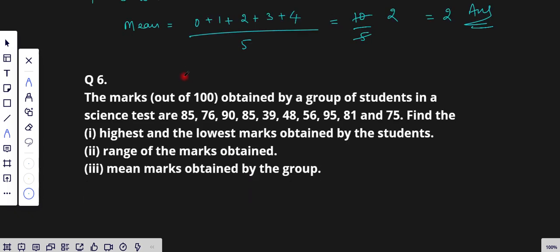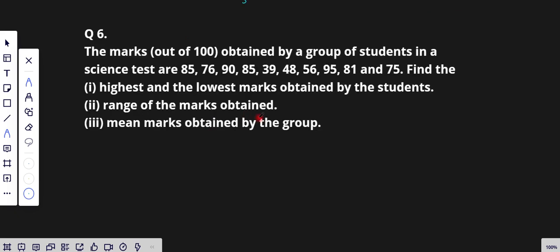Now question number 6. The marks out of 100 obtained by a group of students in a science test are given. Find the highest and the lowest marks obtained by the students. You can arrange these marks like this. The minimum you can see here is 39, right? Minimum is 39.